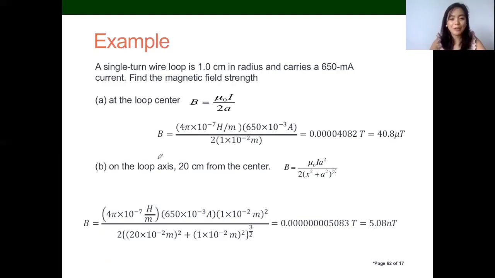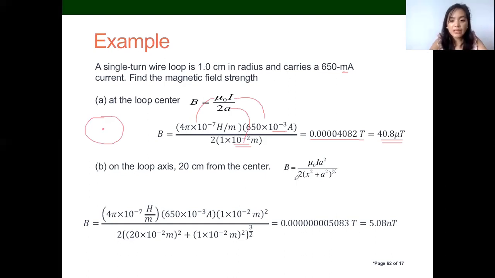So this is our solution. This is our permeability, our current. Since this is milliamperes, we use 10 to the negative 3 amperes. And then our radius, because our radius is in centimeter, 1 centimeter means 1 times 10 to the negative 2 meters. And we will have this answer. To simplify it, we will write it as 40.8 microtesla. So that is the magnetic field in the center of the loop.